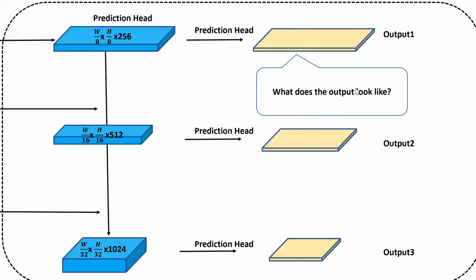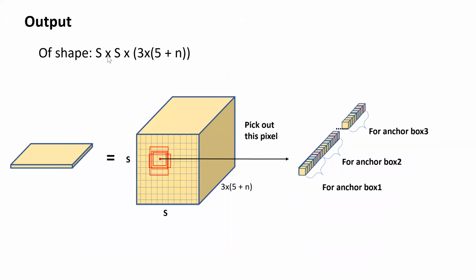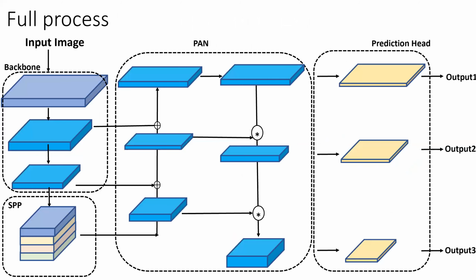Then what does this output feature map look like? So this I also have covered. It's just of shape s by s times 3 times (5 plus n). Okay, this is the full picture. So that's all for the model architecture.